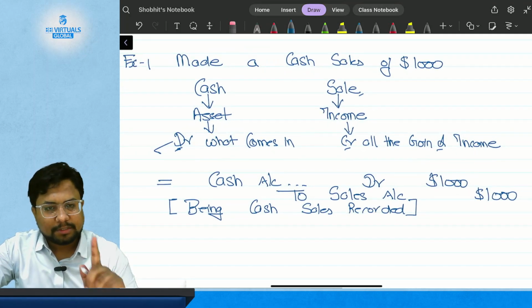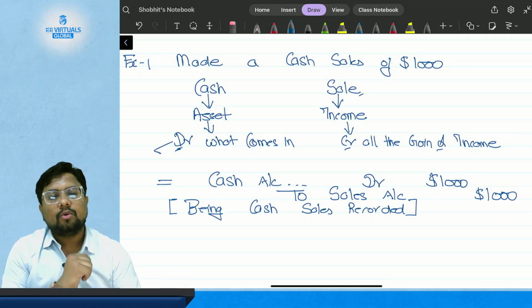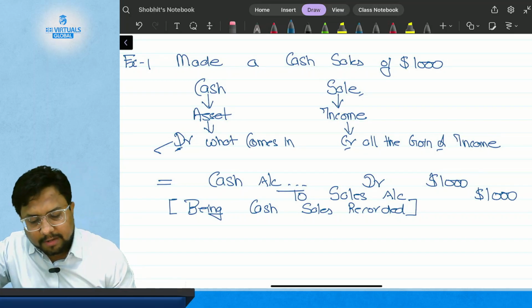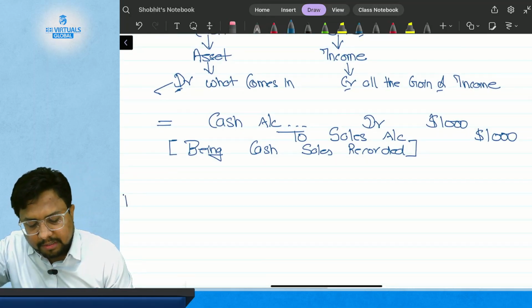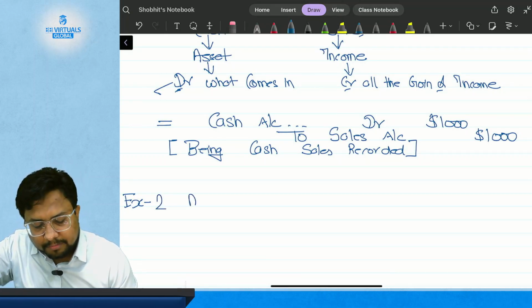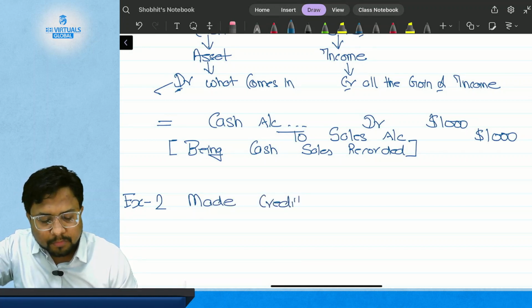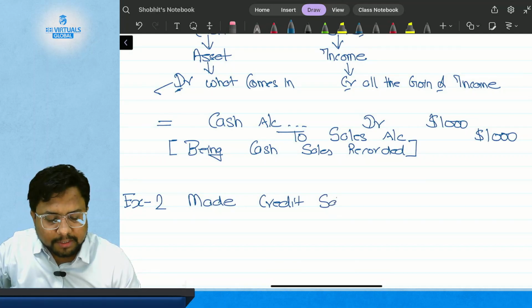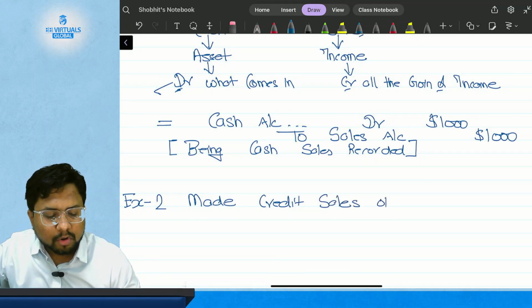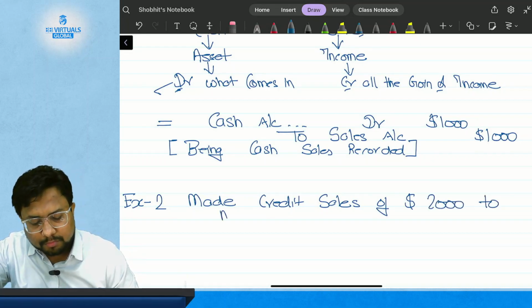So this is the first illustration that we have done regarding the journal entry and the golden rules of accounting. Then comes my second illustration, that is made credit sale of dollar 2,000 to Mr.